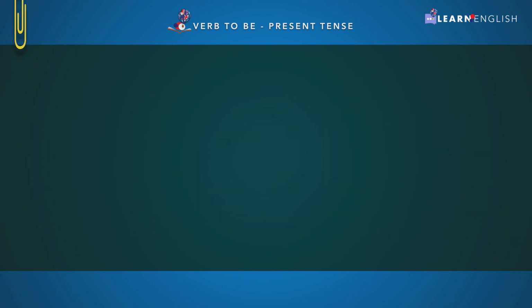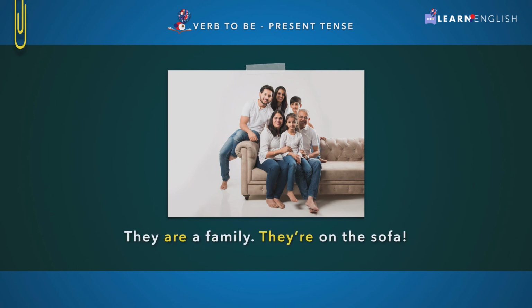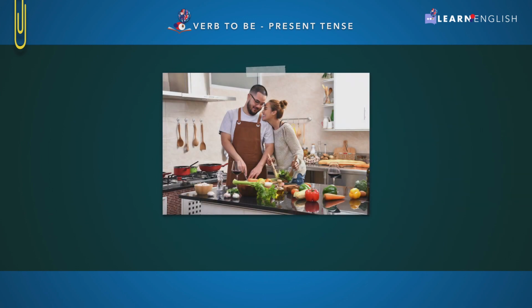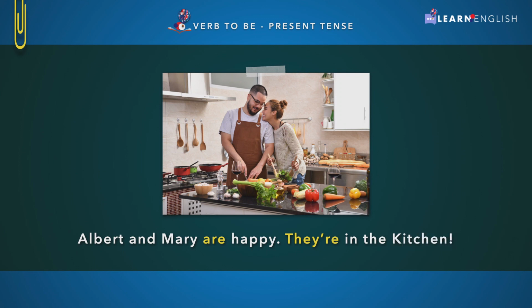Now in plural. They are a family. They're on the sofa. Albert and Mary are happy. They're in the kitchen. As we are talking about two persons, we are speaking in plural form.